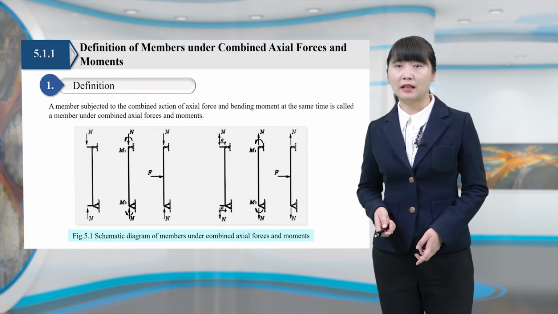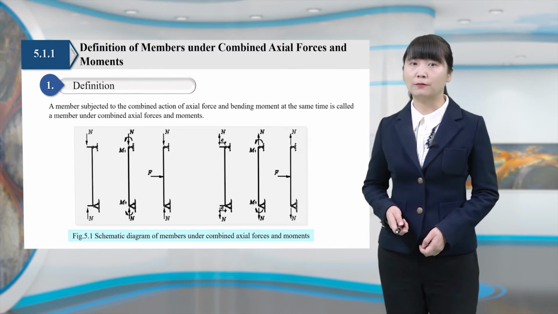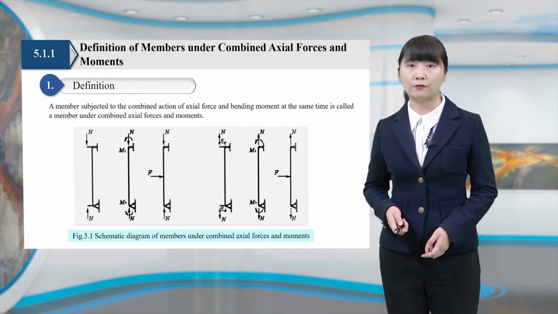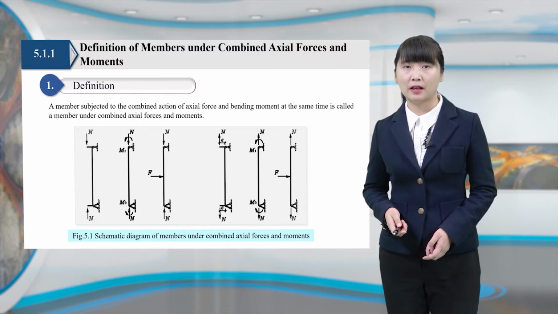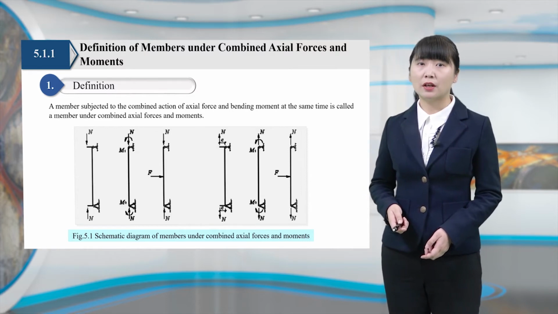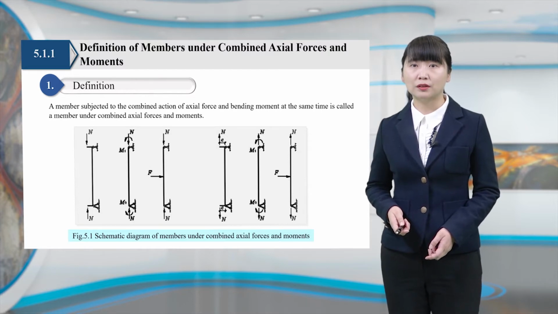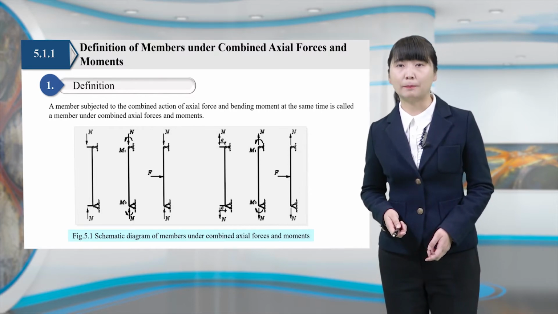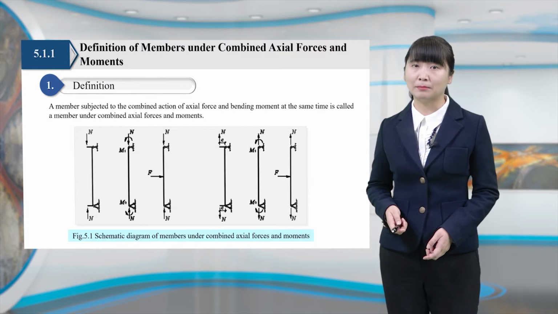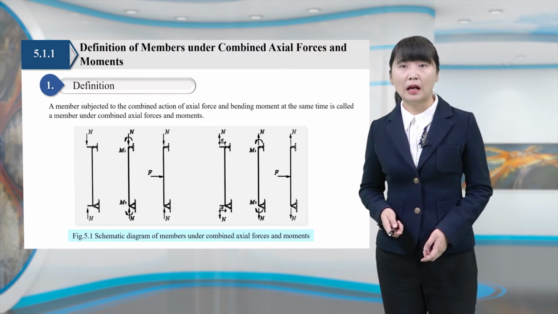Firstly, let's learn about the definition of members under combined axial forces and moments. A member subjected to the combined action of axial force and bending moment at the same time is called a member under combined axial forces and moments.